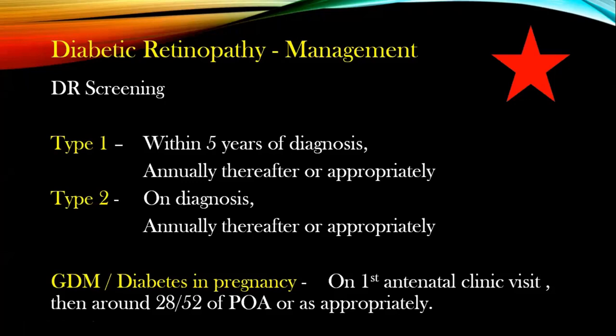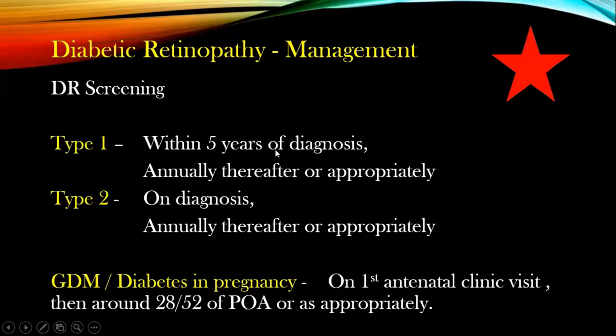But if you don't see anything, if you are quite sure about the fundus examination, and you see a normal fundus, you can follow them up annually. But if you see any changes, you can refer them to the nearest eye unit for further evaluation. And type 1 diabetics, a very small number will have diabetic retinopathy on diagnosis. So ideally, we have to screen them within 5 years of diagnosis and then annually thereafter. So this is the take-home message for type 1 and type 2 diabetes, how to do the screening.